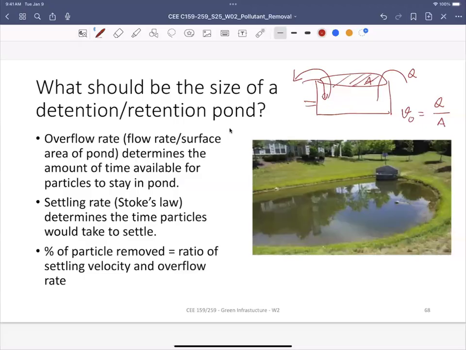For a particle to settle, the overflow rate has to be smaller than the settling velocity. If the particle settles much faster than the overflow rate, then most of the particles are removed. If particles settle at a much slower rate than the overflow rate, then some fraction of the particles will leave the system. So the percentage removed is the ratio of the settling velocity to the overflow velocity.